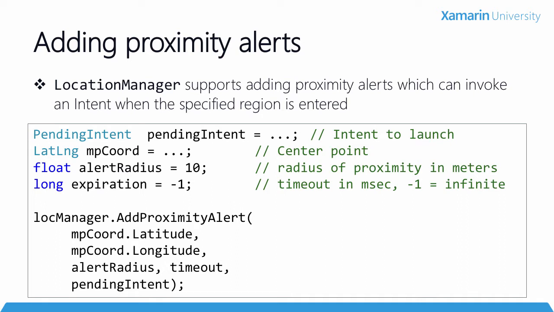The Location Manager in Android supports a basic form of geofencing through the Add Proximity Alert method. This takes a coordinate and a radius in meters where the area of interest is located. You can then specify an expiration timeout in milliseconds for how long this alert should be active. And finally, a pending intent to activate if the device moves into the radius circle defined by that point.